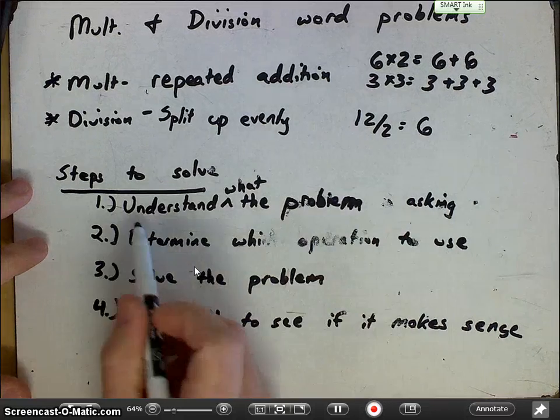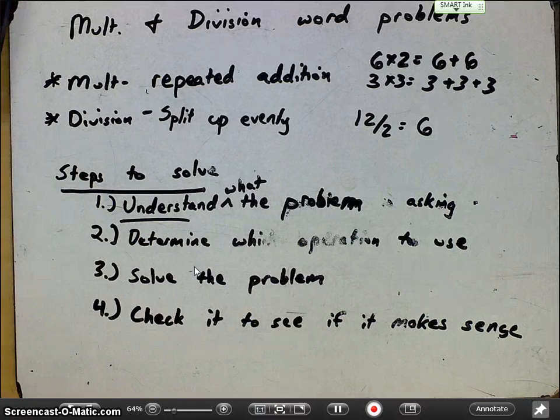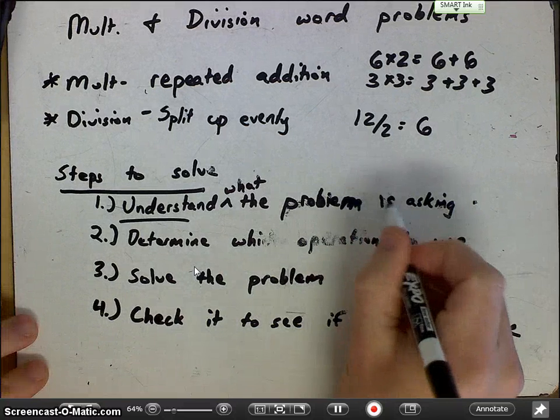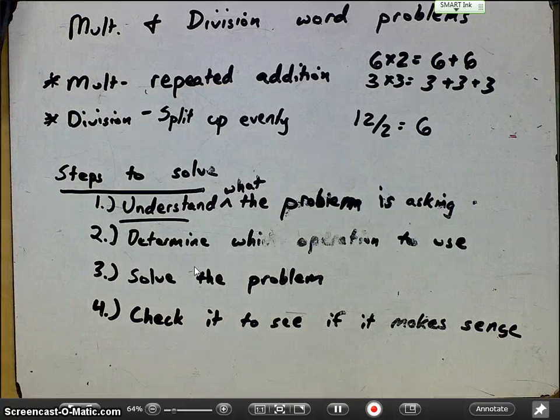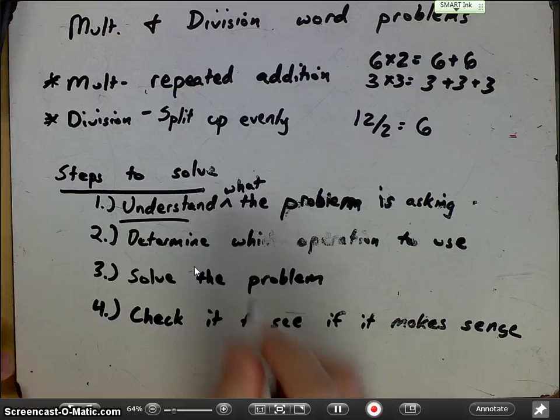The first thing is to understand what the problem is asking you to do. Did you read the problem? Not only did you read the problem, did you comprehend it? Did you understand what it was asking? Is it asking how many cookies are in the box? Was it asking how many chairs should be in each row? What is the problem asking you to do? That's step 1.